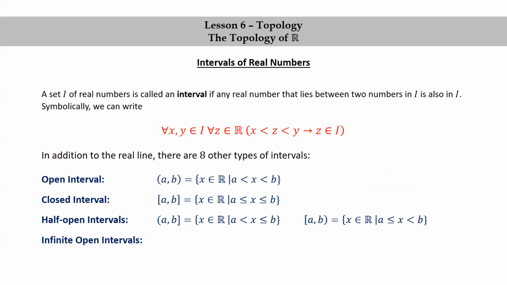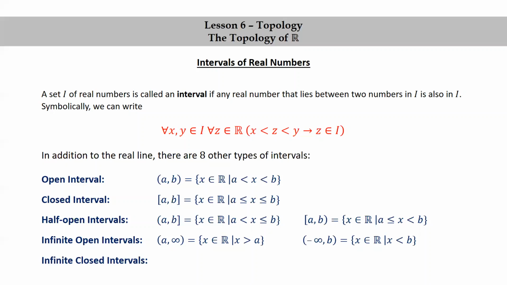Then we have our unbounded intervals. The first type is the infinite open interval, A to infinity. We use open parentheses to indicate infinite open intervals. This one is the set of x in R such that x is greater than A. And then we have negative infinity to B, which is the set of x in R such that x is strictly less than B.